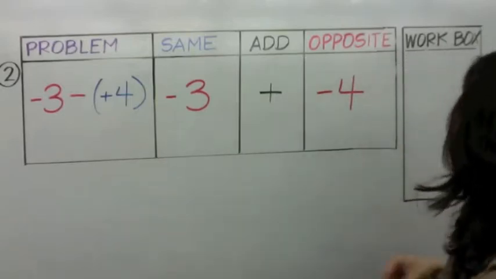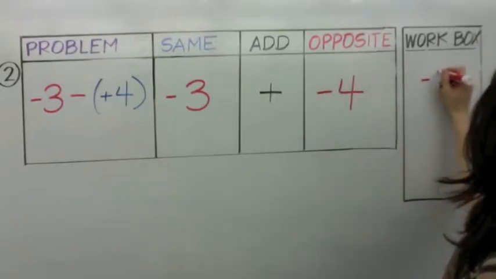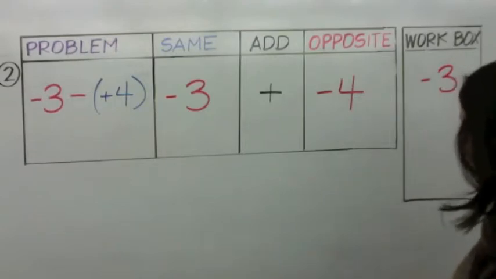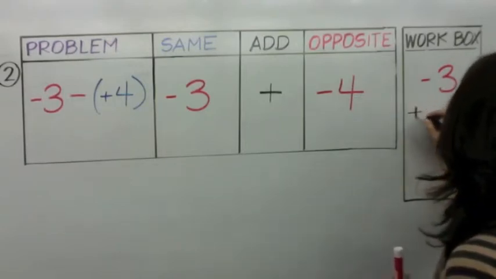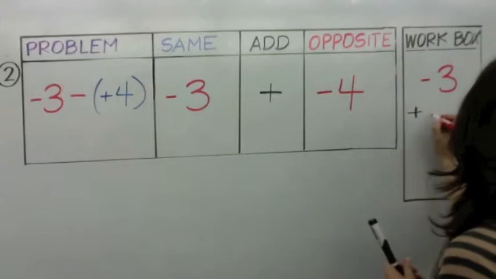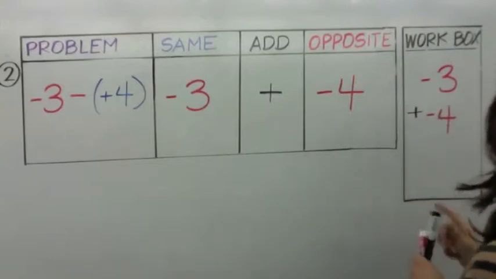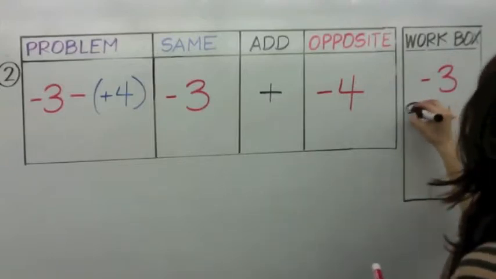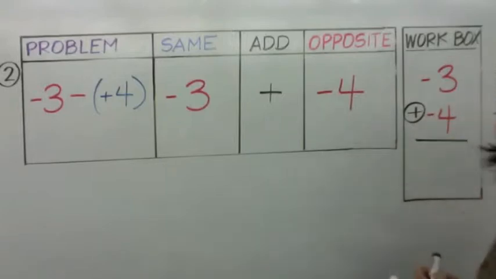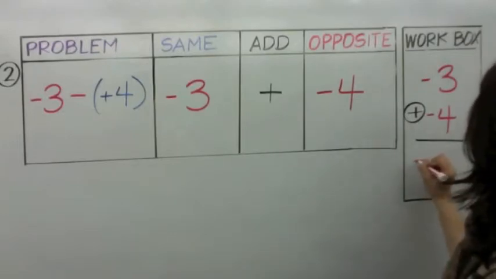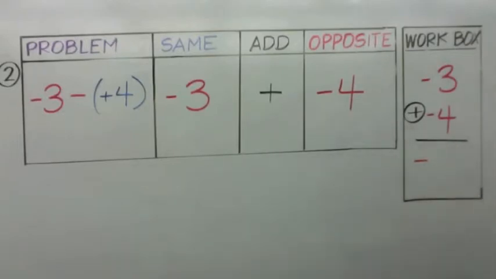All right. So we have a negative 3. We're supposed to add a negative 4. Okay? So you can go ahead and circle the addition sign because it's telling you need to add these negatives together. Okay, same signs, add and keep. We have a negative 3 and a negative 4. Well, we're going to keep the negative, but we're going to add 3 plus 4. Remember what 3 plus 4 is? 3, 4, 5, 6, 7. So the answer is negative 7.